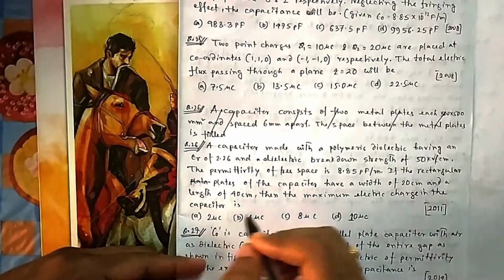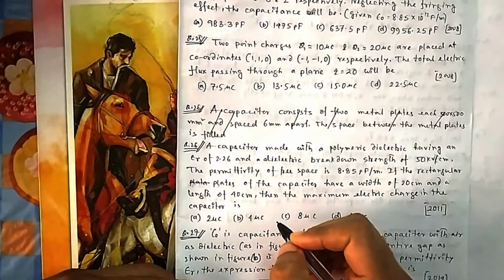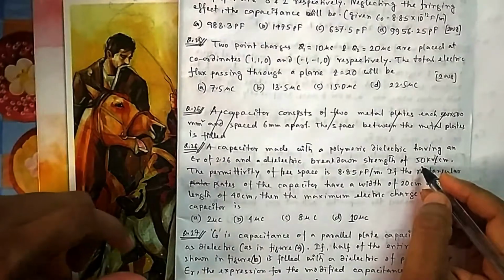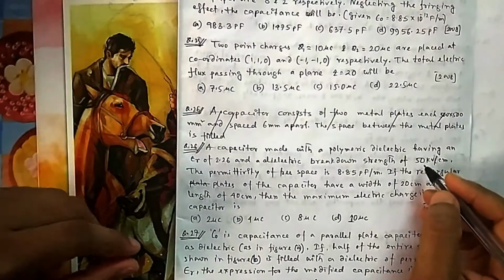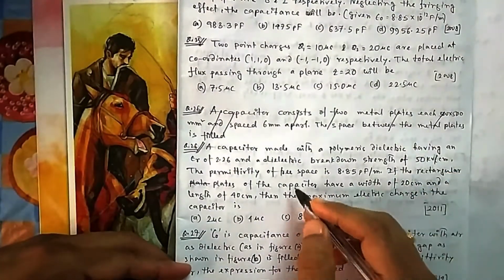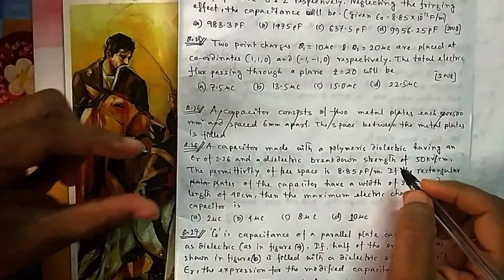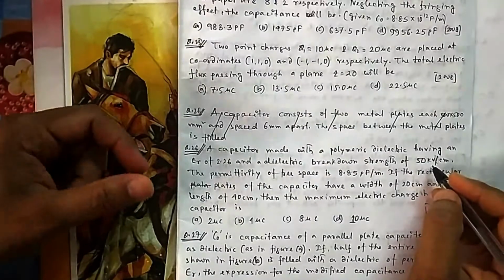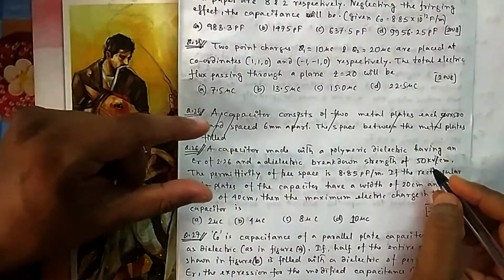The maximum electric charge in the capacitor: so charge Q equals CV. So maximum voltage you can apply, and you can find C, then you multiply it by V, that will give the charge. But for finding C, they have not given you D, the distance between the plates. But they have given the voltage you are applying per centimeter, 50 kV. So you can calculate capacitance per centimeter.